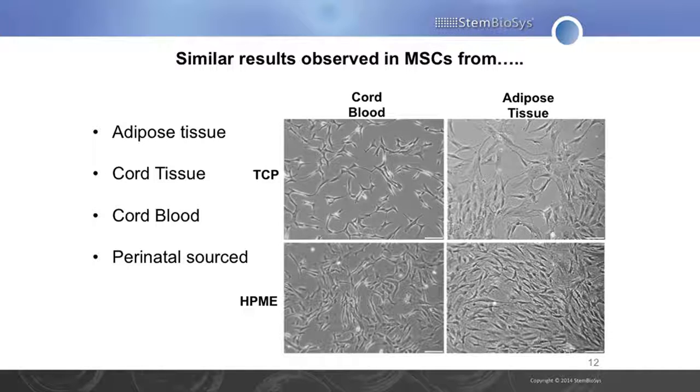So the data that I've spoken to previously has been primarily looking at bone marrow mesenchymal stem cells. But the effects that we see with our bone marrow high performance microenvironment are not limited only to bone marrow cells. The examples here are mesenchymal stem cells isolated from cord blood and from adipose tissue. But we've also taken mesenchymal stem cells from cord tissue and perinatal tissue sources. And we're seeing the same results.